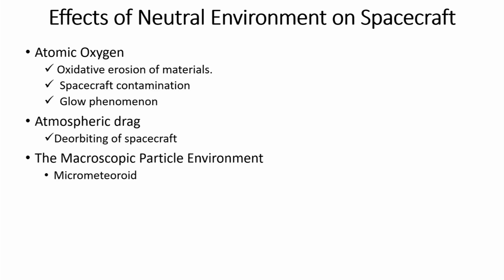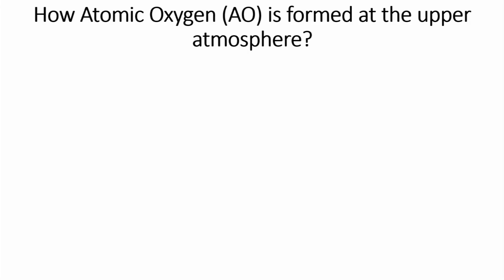Then the macroscopic particulate environment, especially the micrometeoroids or the satellite debris, can have hypervelocity impacts on the spacecraft. We will also see what happens to the spacecraft because of those hypervelocity impacts, how the spacecraft can get damaged, or how there can be a depressurization when we consider the spacesuit, or the International Space Station.